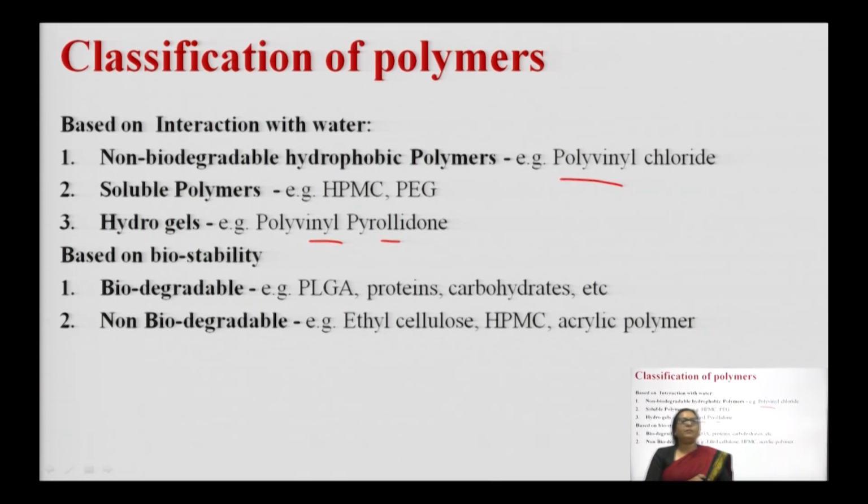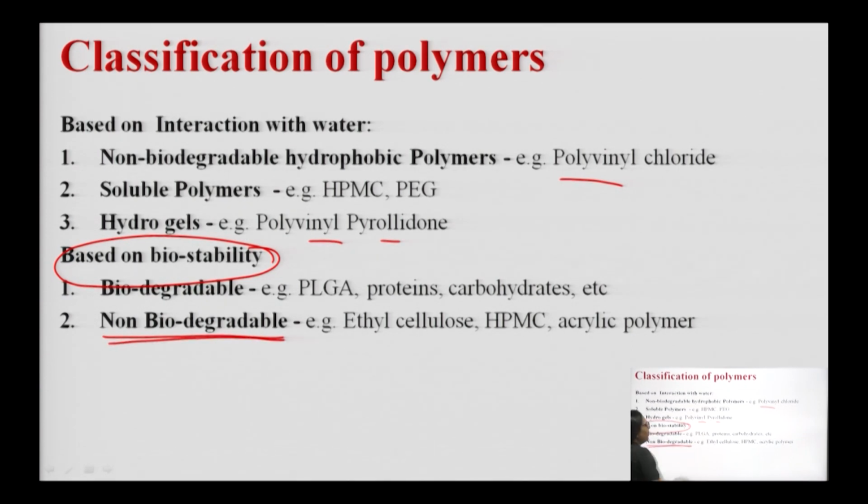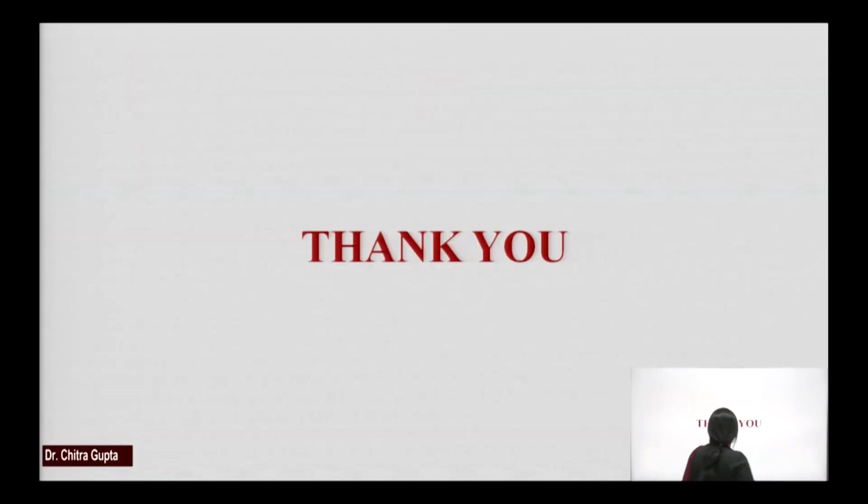And lastly, on the basis of their biostability, we may have biodegradable and non-biodegradable polymers, a very important classification, because it is the non-biodegradable polymers that have led to the lack of fame of polymers, or discouraged the use of polymers, because these non-biodegradable polymers have a tendency to accumulate in the environment and are the biggest hazards. Biodegradable polymers are exemplified by PLGA and all natural polymers, whereas non-biodegradable polymers are semi-synthetic and synthetic polymers like ethyl cellulose, HPMC and acrylic polymers.